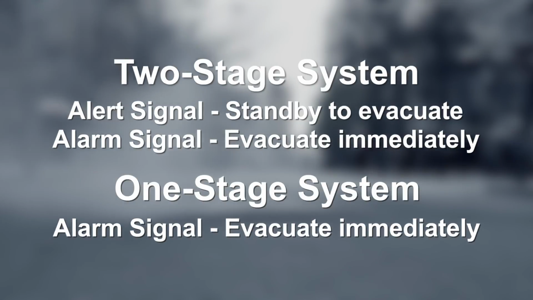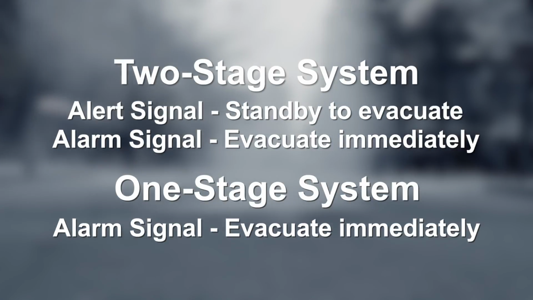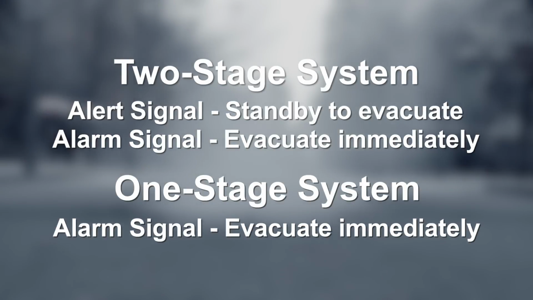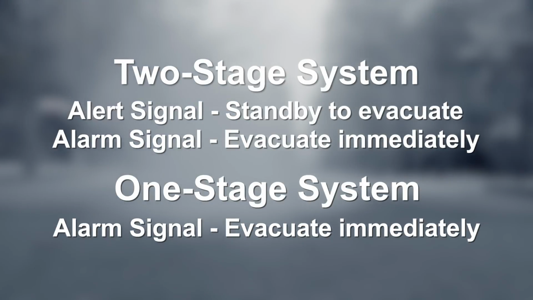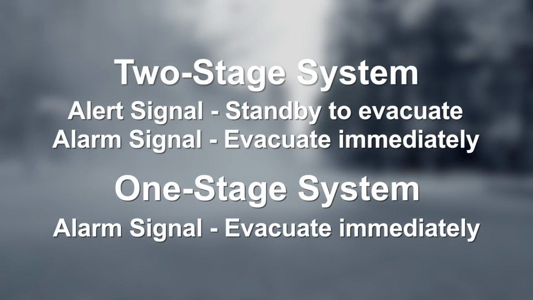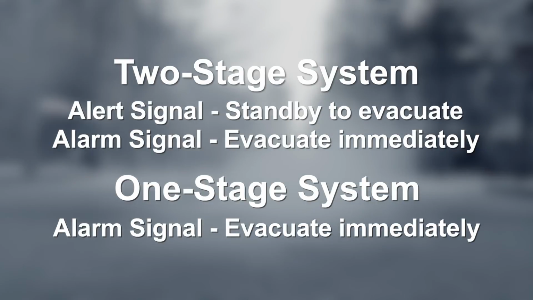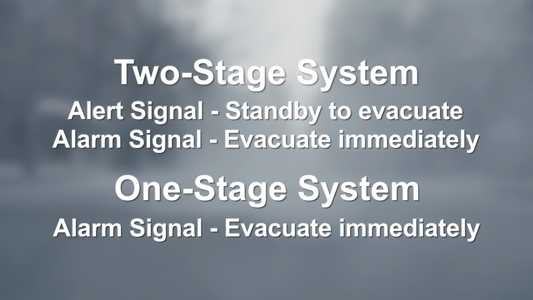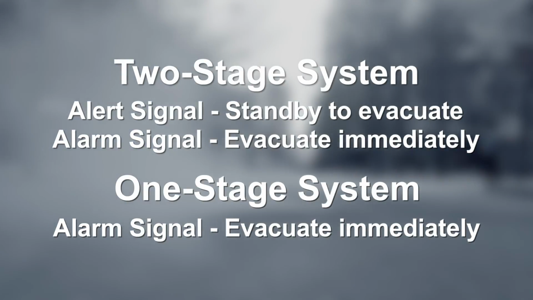For two-stage alarms, please listen carefully to distinguish the signal, as there will be two different tones. For the first stage, the signal is a slow, intermittent tone. It signifies an alert signal. In this case, stand by and be alert to potentially evacuate the building. Listen to any announcements that may be made. For the second stage, a fast tone signifies an alarm signal, and you must evacuate the building immediately. Do not wait for further announcements.